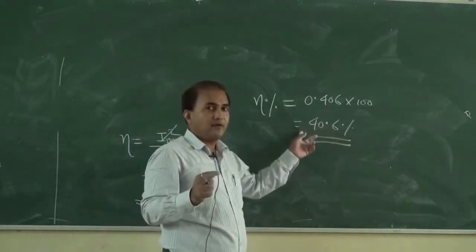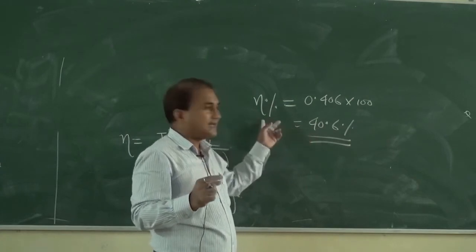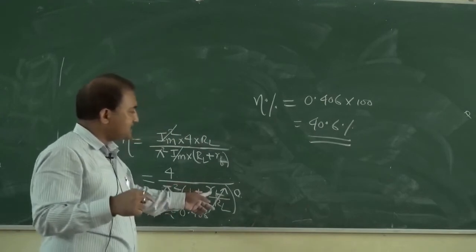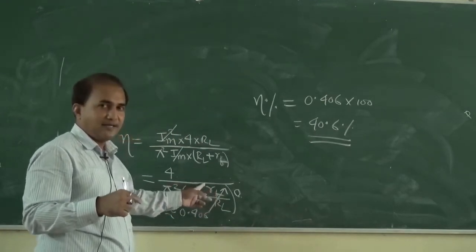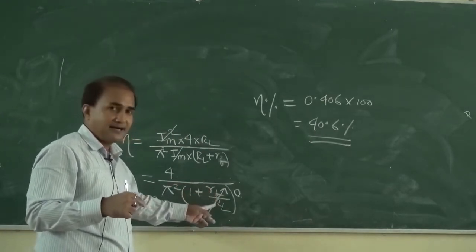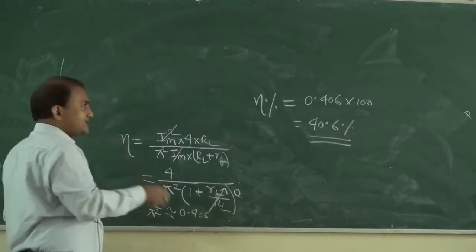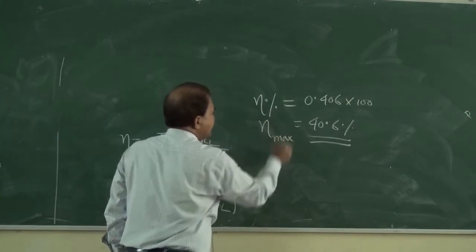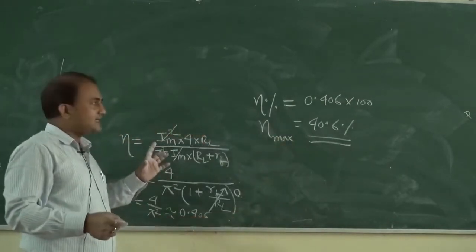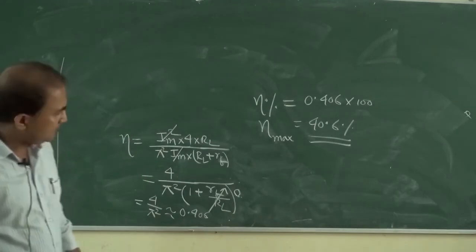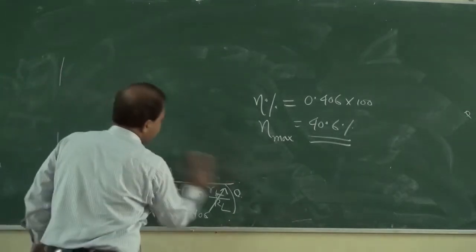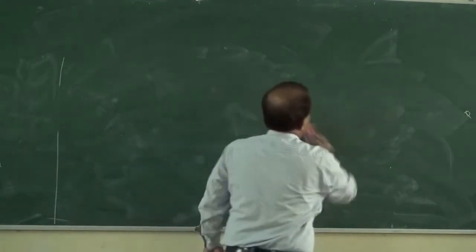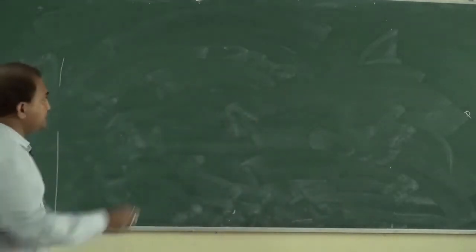This is the maximum value of efficiency of a half wave rectifier circuit. Here we are considering RF as 0, negligible as compared to RL. So under that case only this is eta max, the efficiency in terms of maximum value, 40.6%. Then we can see the output frequency.